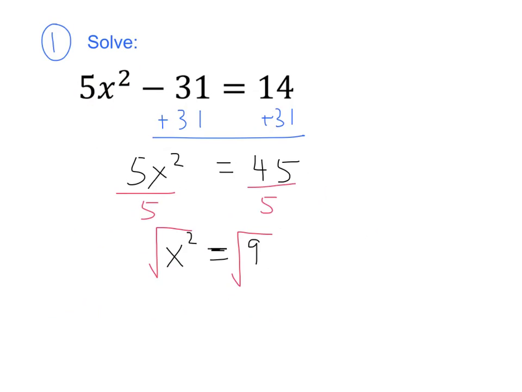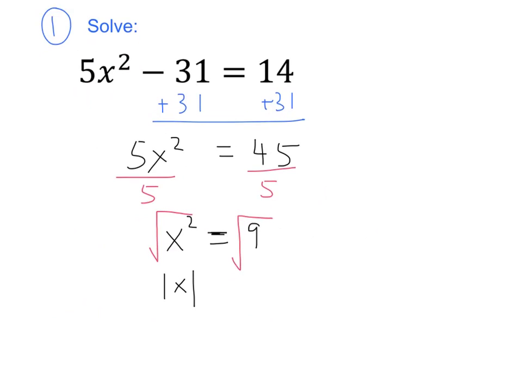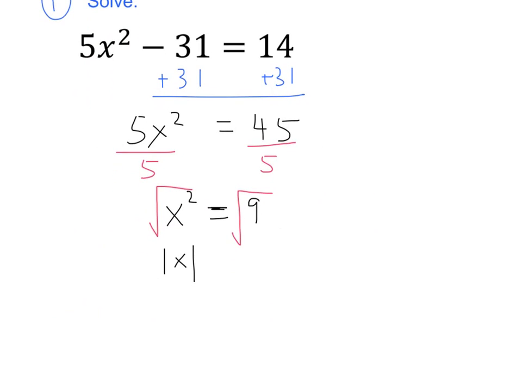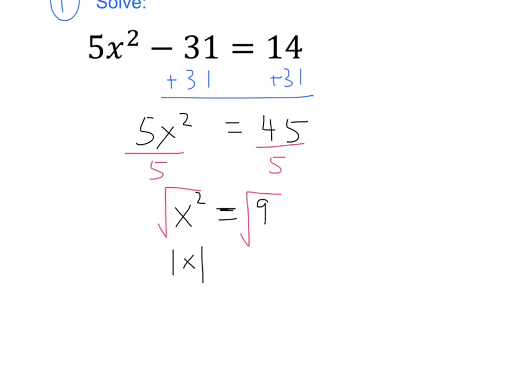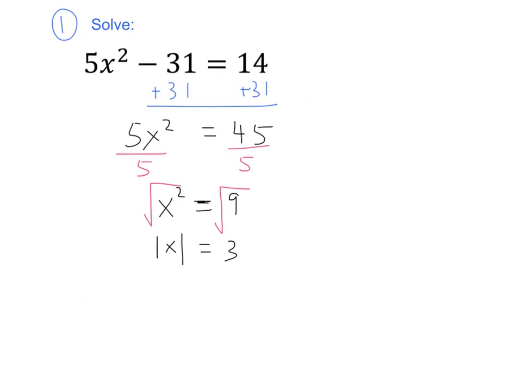So let's think. What is the square root of x squared? Well, in a previous video, we talked about how the square root of x squared is the absolute value of x. And then on the right-hand side, the square root of 9, what's that? Square root of 9 is 3. So we end up with this equation here, the absolute value of x is equal to 3.